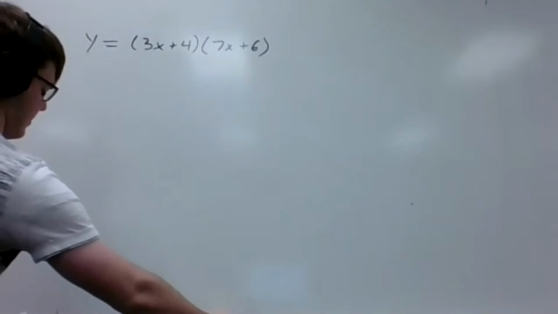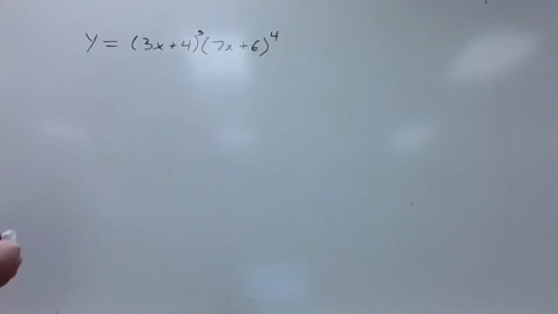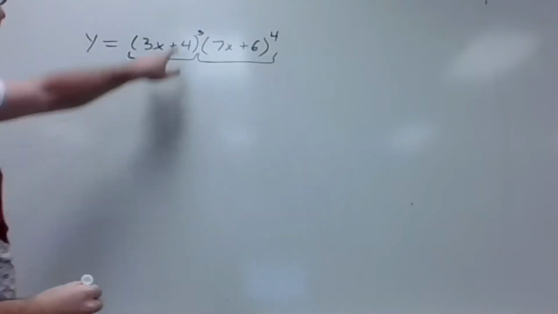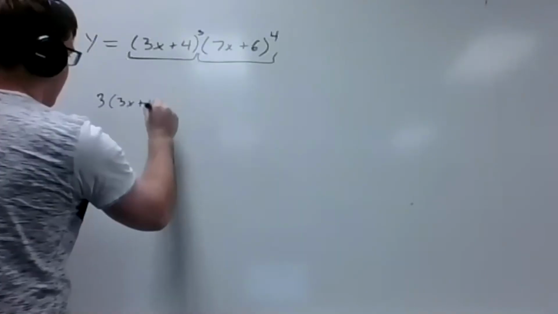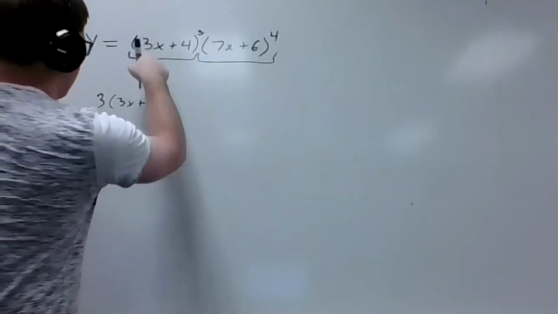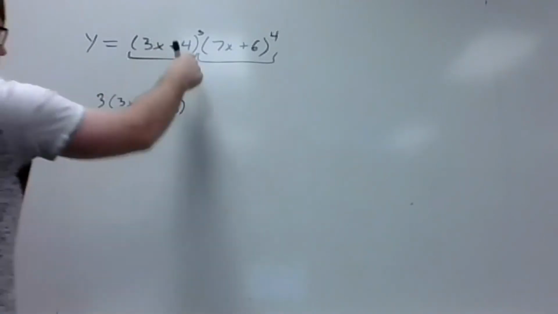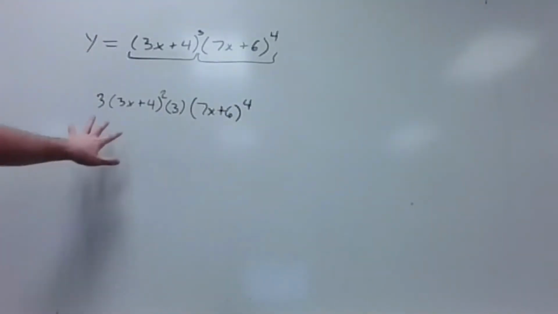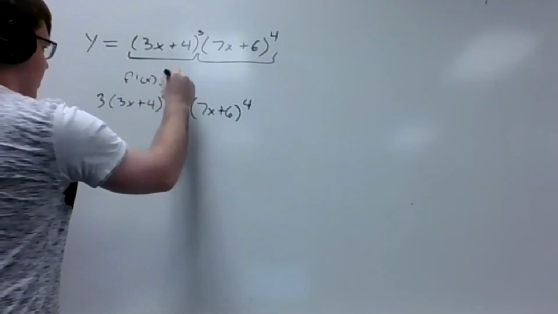So let's say that this one's to the third power and this one's to the fourth power, right? So now it's essentially the same process where we have our two groups. We have our f of x and we have our g of x. So for now, we're going to have to chain it. So we're basically going to do the power rule. So we're going to have 3 times 3x plus 4 to the second power, and then we're going to have to chain it. So we're going to have to times this by an additional 3. And then we're going to times that by the 7x plus 6 to the fourth to finish off our first. So that's our f prime of x, g of x, right?